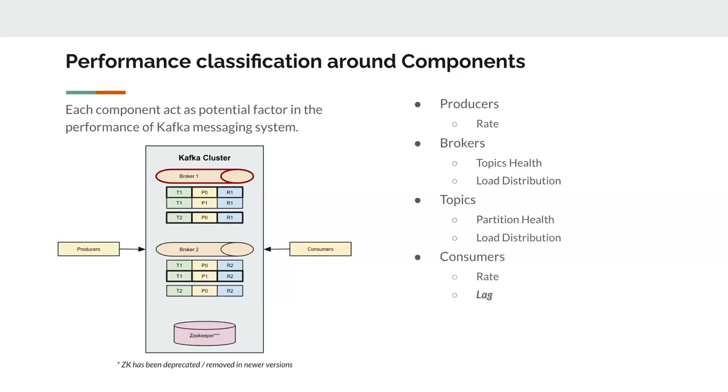Consumer rates, similar to producers, must be tracked along with the extent to which a consumer is lagging behind. Lag, in absolute and relative terms, is the single most important metric to be tracked to determine Kafka cluster performance as a messaging system.